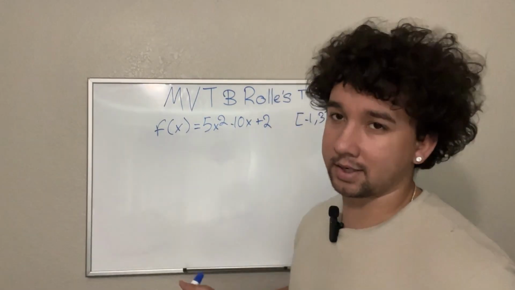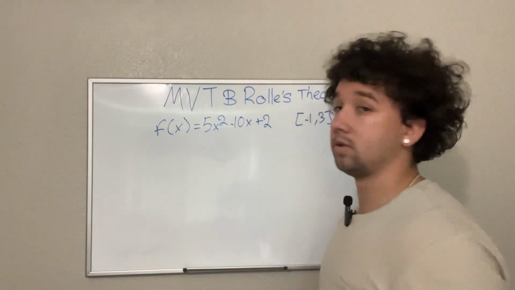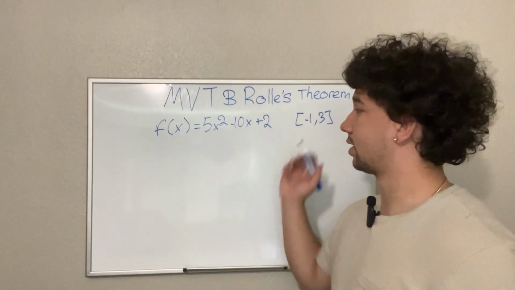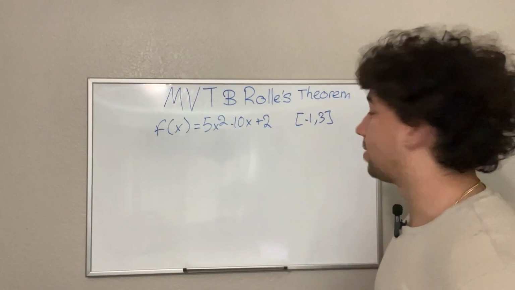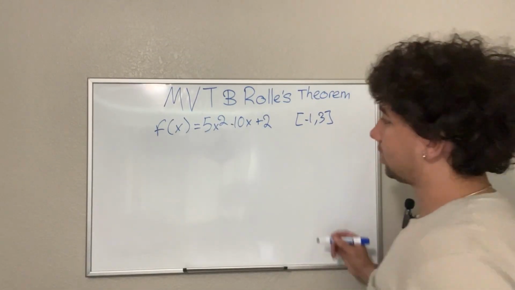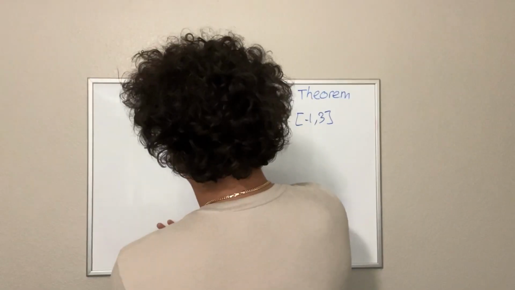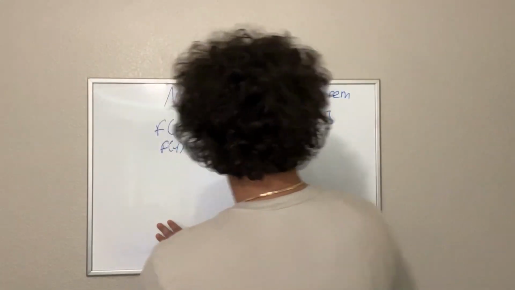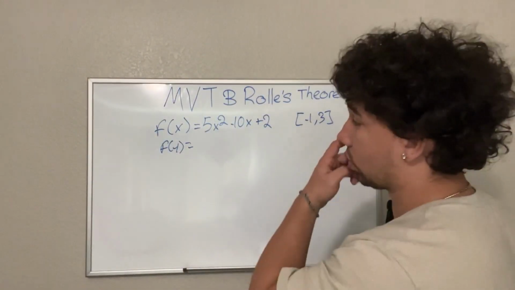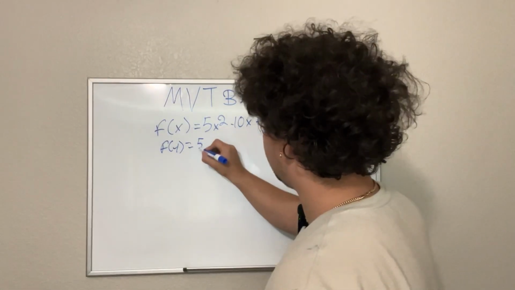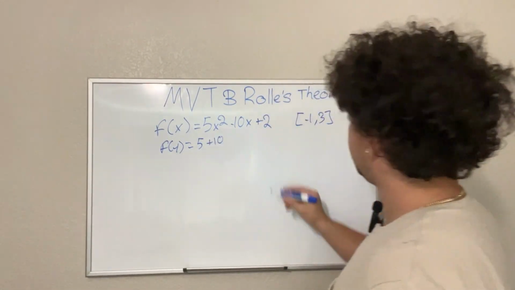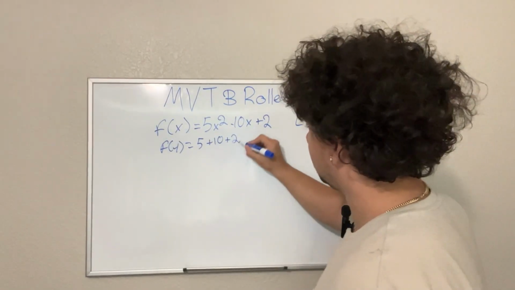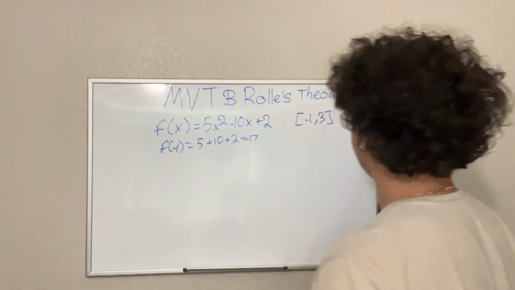Also, technically, the next thing I need to do here is see if this is differentiable within this interval. Well, look at it. It's quadratic. I know for a fact that it's differentiable. So don't even have to worry about that. But now I want to plug in both of these values. So f of -1 is equal to, well, -1 squared is 1. 1 times 5 is 5. -1 times -10 is positive 10. And then plus 2. That equals 17.